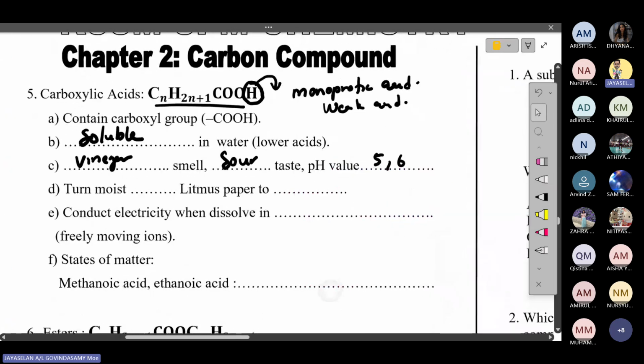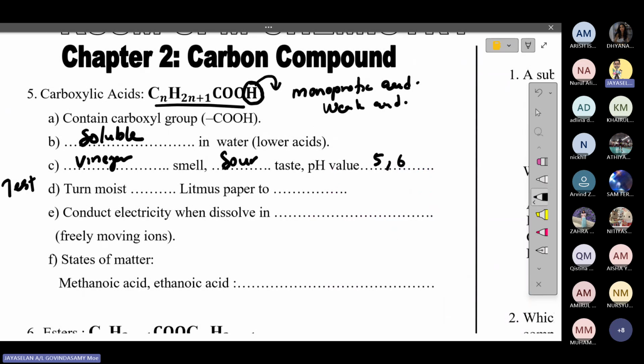Okay, and one more, what is the test to show the presence of acid? Okay, Arvin? Using moist blue litmus paper. You must use moist blue litmus paper. It will turn red. Okay, next one, I pick another person. Okay, Sam, answer.